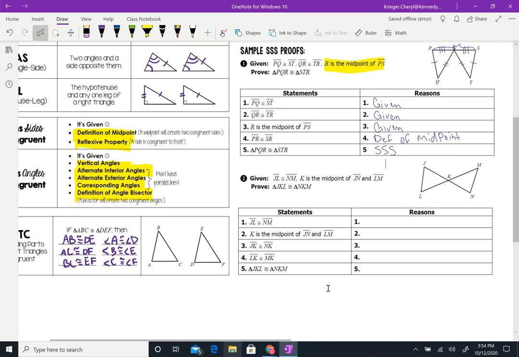All right, let's try another one. We have JL is congruent to NM. K is the midpoint of JN and LM. Okay, so this one's pretty much the same as the one above. Hopefully you guys noticed that the first two statements are given.